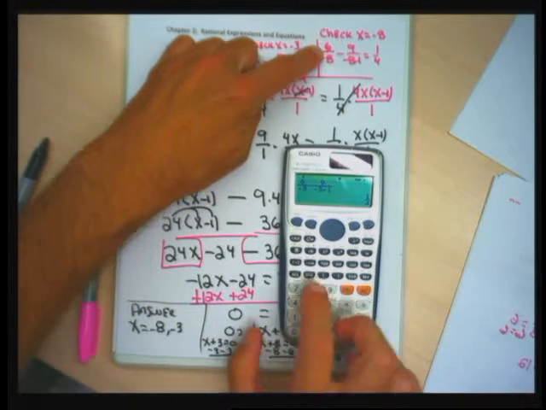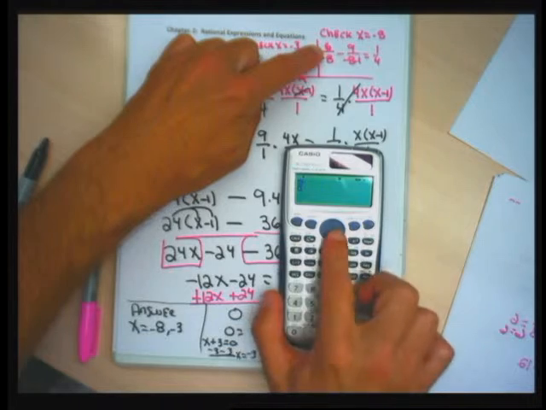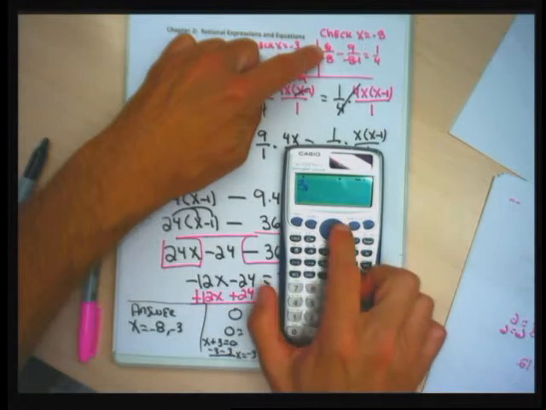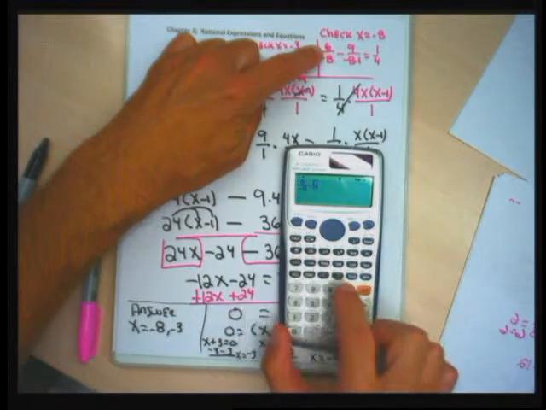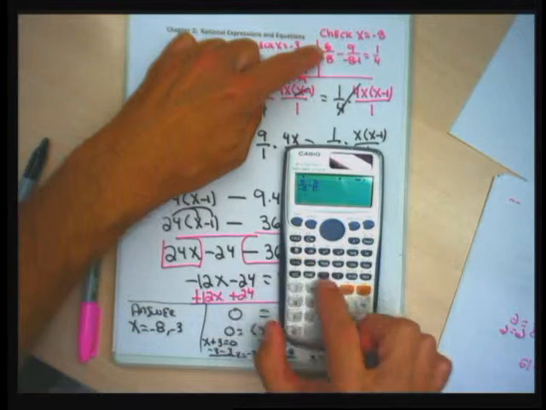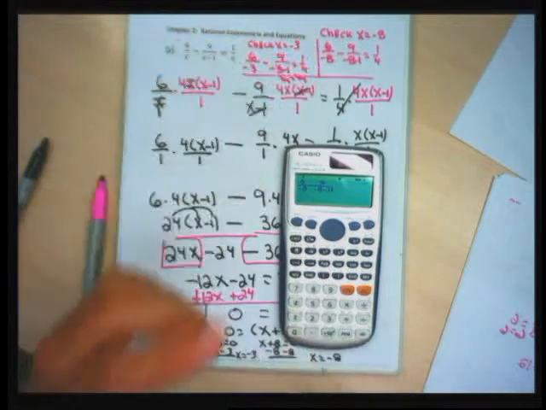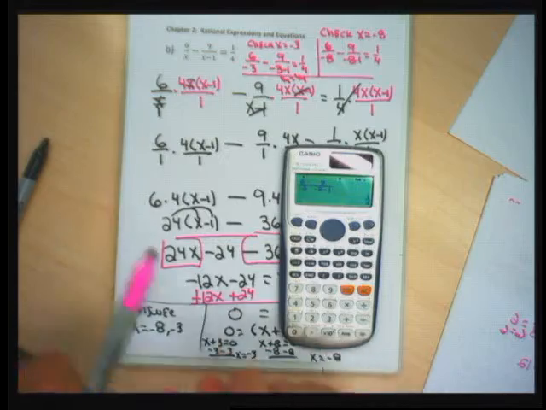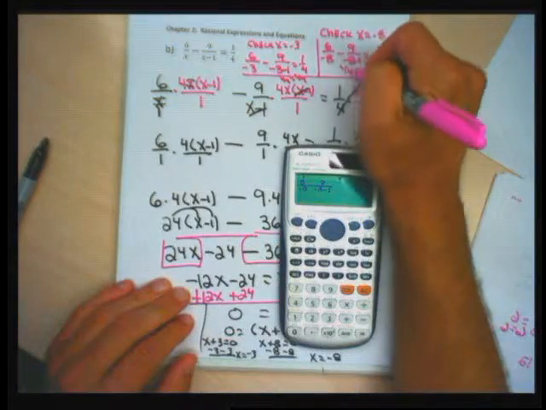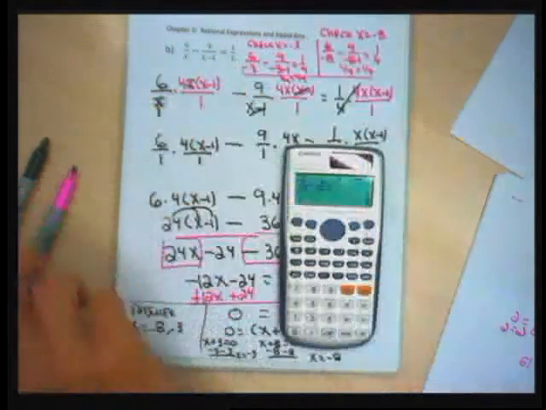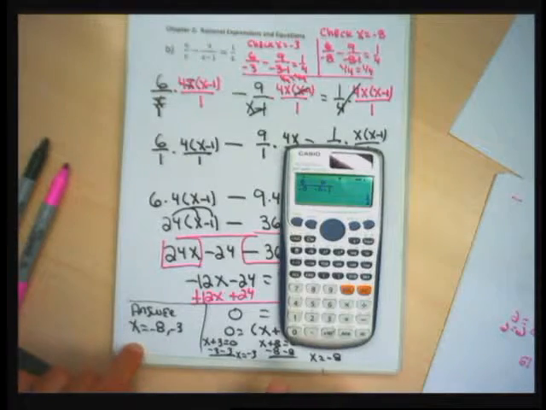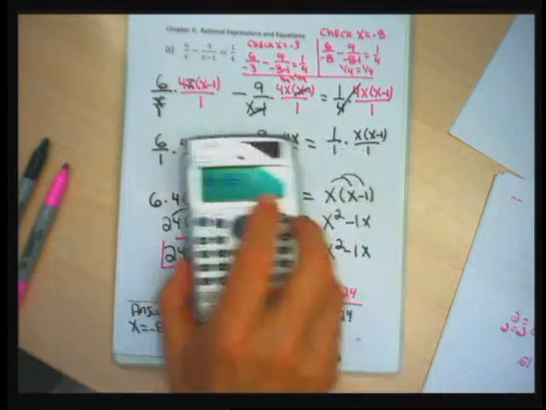I'm going to come over here and do the same. 6 over negative 8 minus fraction 9 over negative 8 minus 1. And I hope I get another 1/4, and I do. So this gives me 1/4 equals 1/4. So the answers of negative 8 and negative 3, they're the correct answers, and I've checked them.